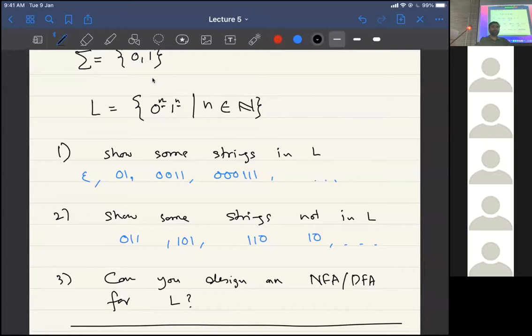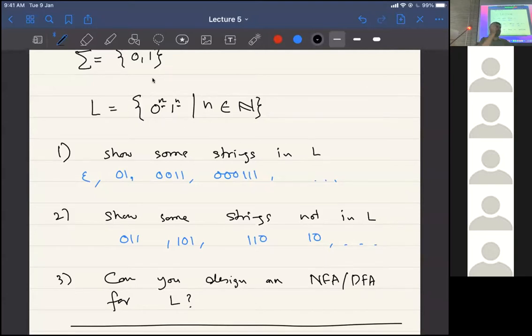But once it reads all the zeros, it has to know how many zeros it has read, right? So that it can read exactly the same number of ones. Because if there is one less one or one more one in the string, then the string should not be accepted. The number of ones should be exactly the number of zeros, right? Because we have 0^n 1^n, right?